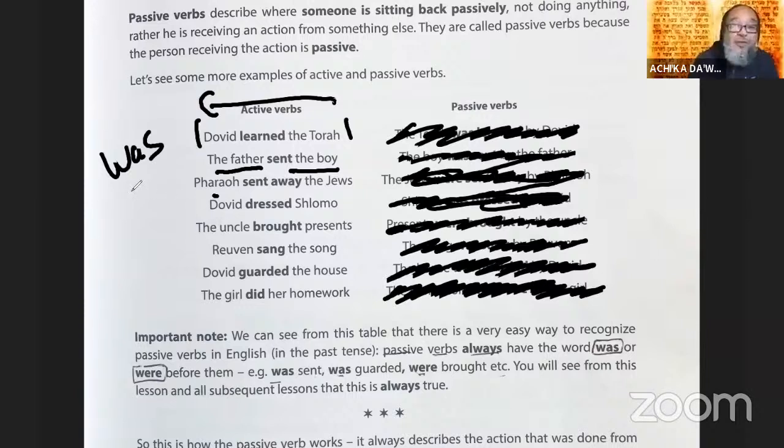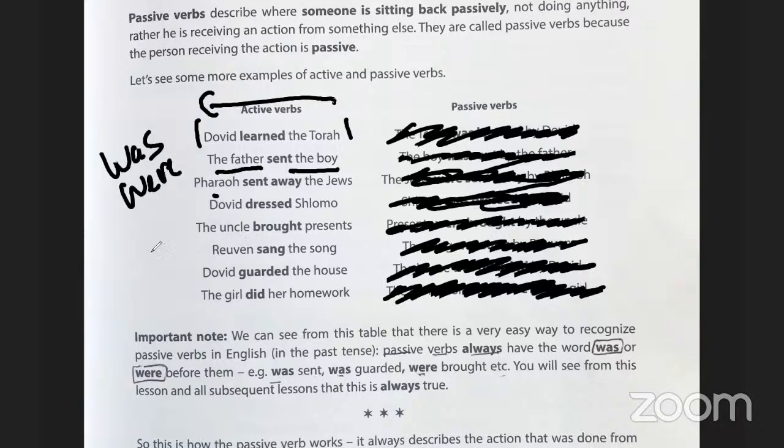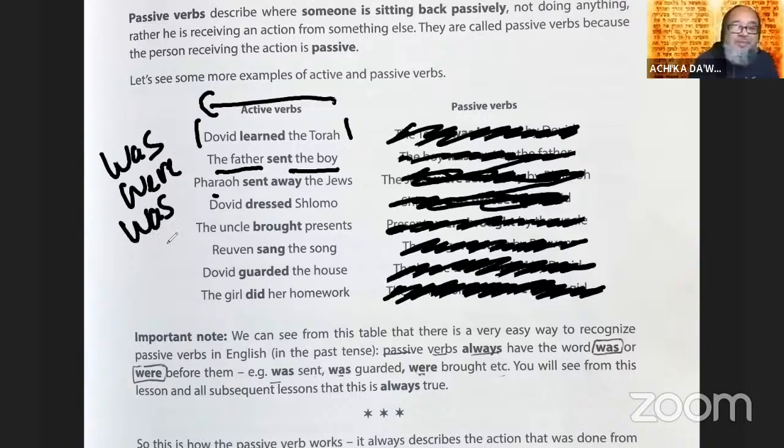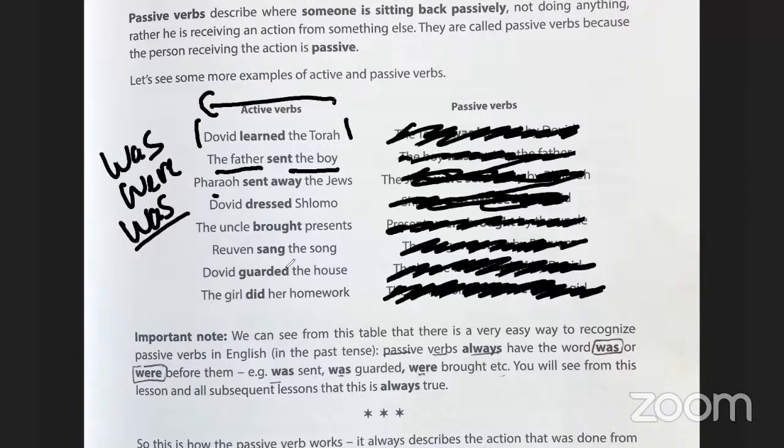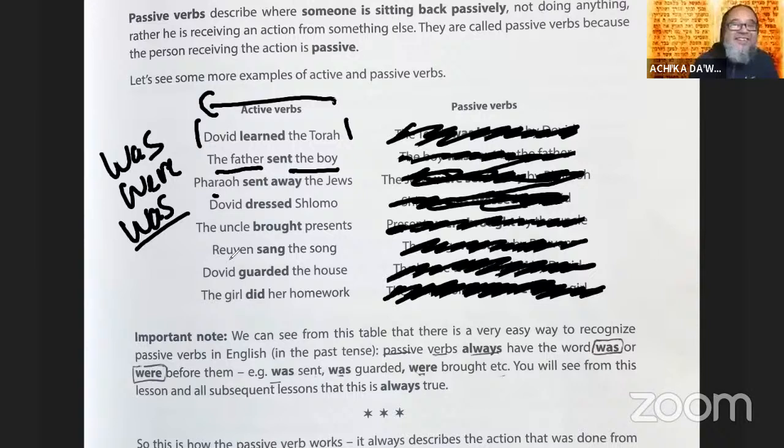Yes, they were. You hear this was or were, right? Dawid dressed Shlomo. Shlomo was dressed by Dawid. Was, see, passively. The uncle brought presents. Presents were brought by the uncle. Thank you. Reuven sang the song. The song was sung by Reuven. Okay, we're getting it right. So you guys are already on it.